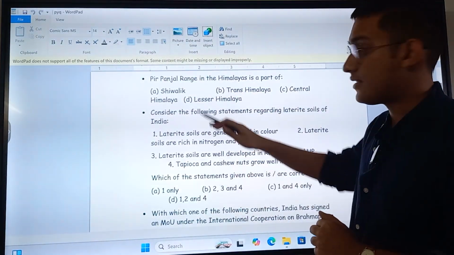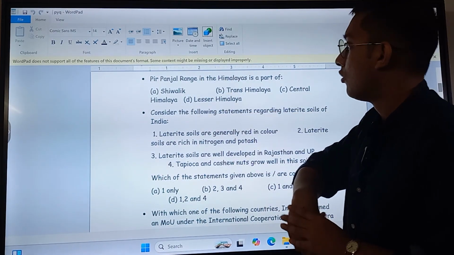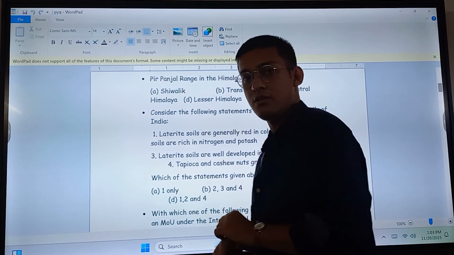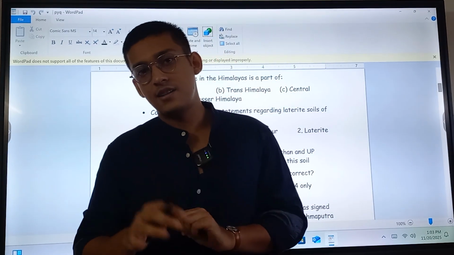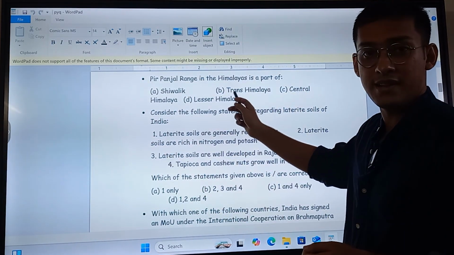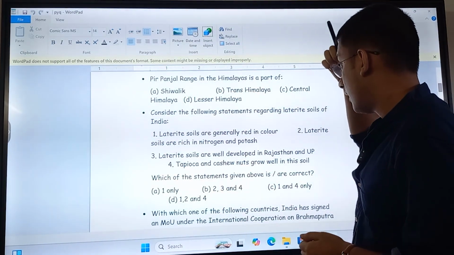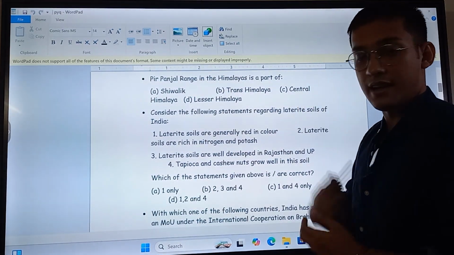The first question we can see here is: Pir Panjal range in the Himalayas is a part of where? So we always know Pir Panjal is the lowest part. In the lowest parts is usually the Shivaliks, right? So the answer here will be Shivalik. Trans Himalaya it cannot be, it's the uppermost part. Lesser Shivalik is lesser than lesser Himalayas, and Central Himalaya it can't be.